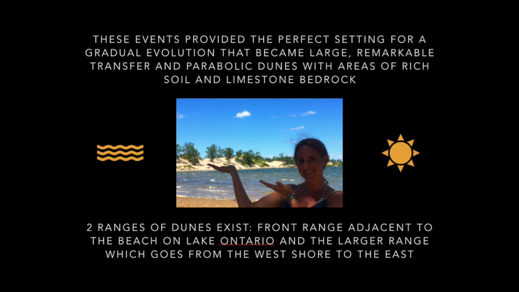These events provided the perfect setting for a gradual evolution that became large, remarkable transverse and parabolic dunes with areas of rich soil and limestone bedrock. Two ranges of dunes exist: the Front Range, adjacent to the beach on Lake Ontario, and the larger range which goes from the west shore to the east.